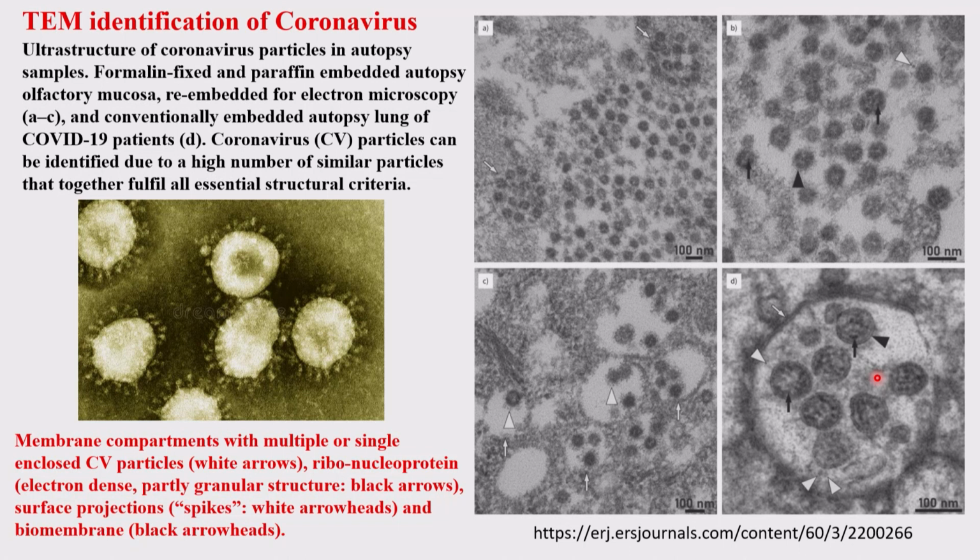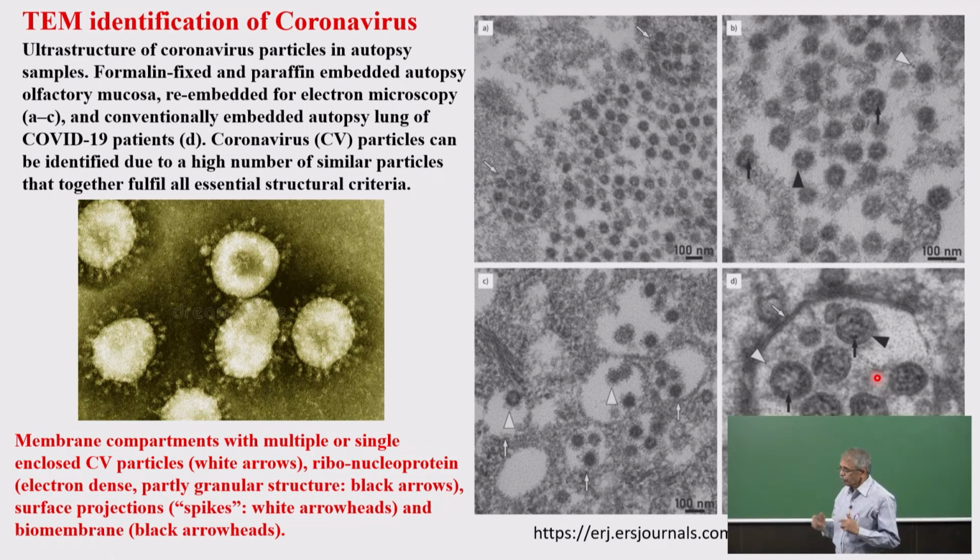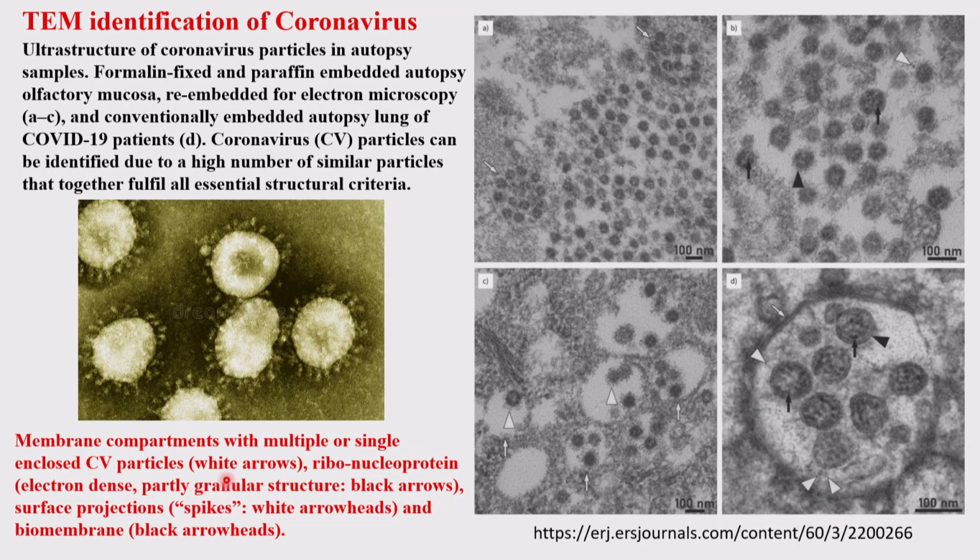So if you do it at 100 or higher, 500, etc., you will see only that yes, there is a virus particle, but you will not get further information. Here you could get further information: the particles which are present, the RNA part which is present, the outer connectivity surface projections, and the biomembrane, black arrowheads. So all these kinds of information can be obtained for a coronavirus.